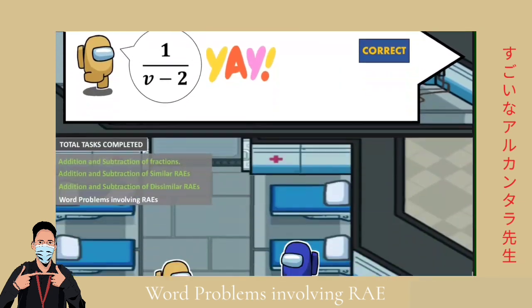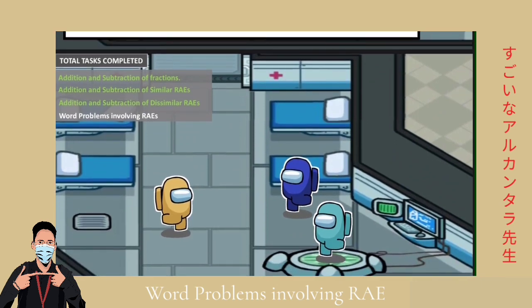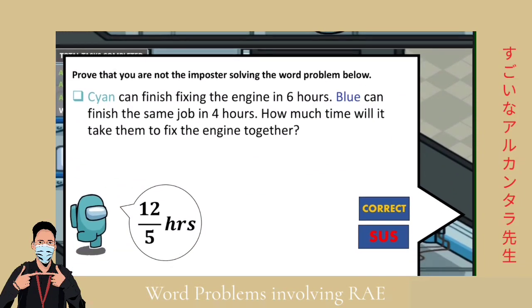Now we have two left. We have cyan or indigo, I forgot the color. So we'll deal with the word problem. This word problem now is about addition or subtraction. Basically here it will focus more on addition. So earlier it's multiplication, this one is addition.